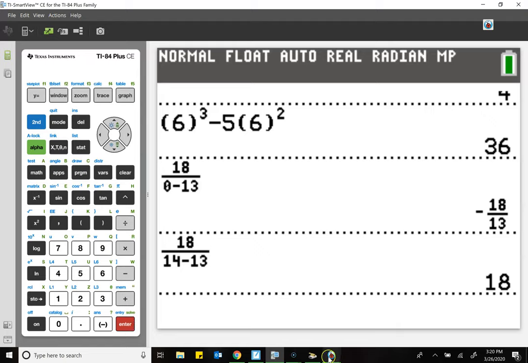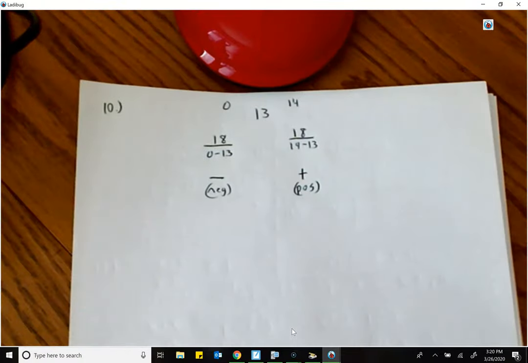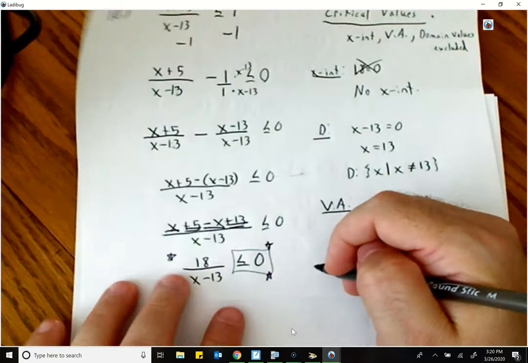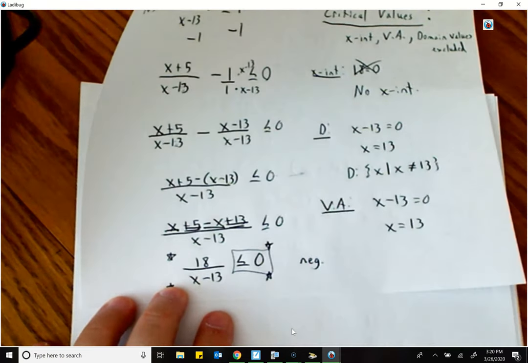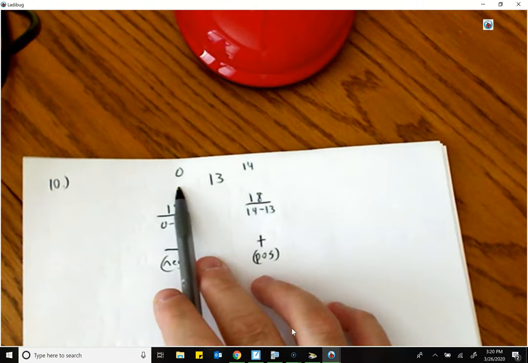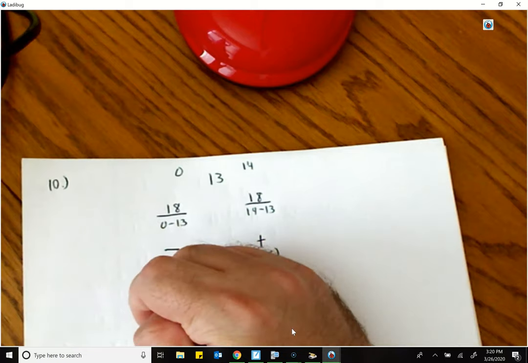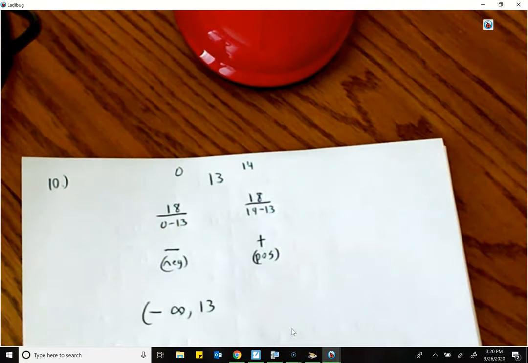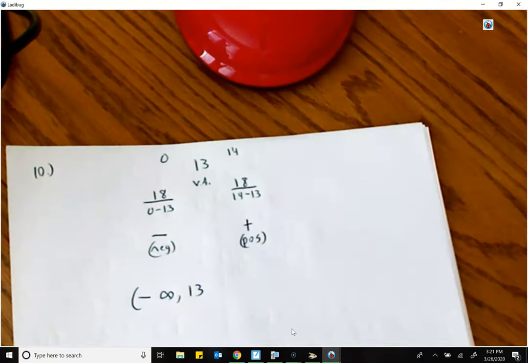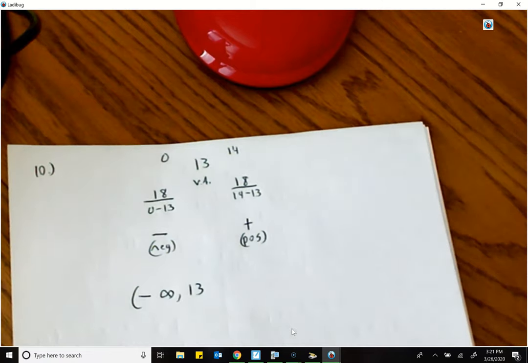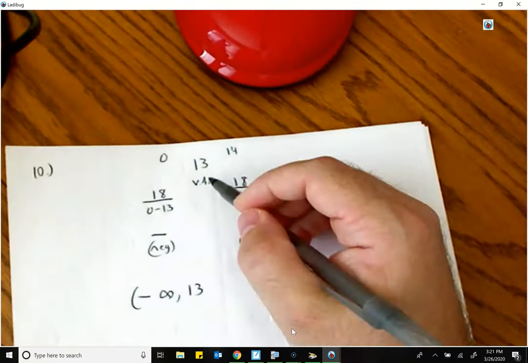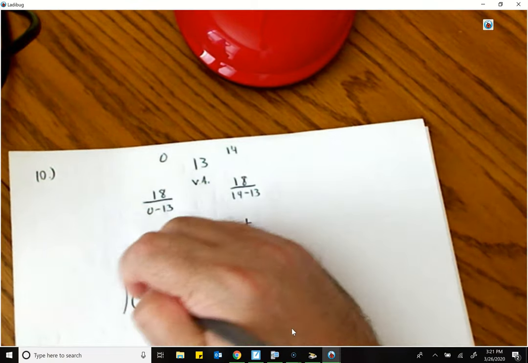So now we can answer the question and finally be done with this exam. The question says, when are we less than or equal to 0? That's the important part. That means we want negative answers. So on which side of 13 are we negative? It's this side, so that interval is negative infinity to 13. That's a parenthesis. Now, you have to remember what 13 was. It's a value that we threw out, and it's also a vertical asymptote. Because it's a vertical asymptote, we do not like it. No matter what the symbol says, even if it's an equal to, which would suggest a bracket, because it's a vertical asymptote we can't touch that number. So this is a parenthesis, and that is the final answer.